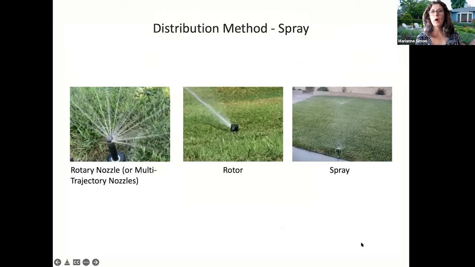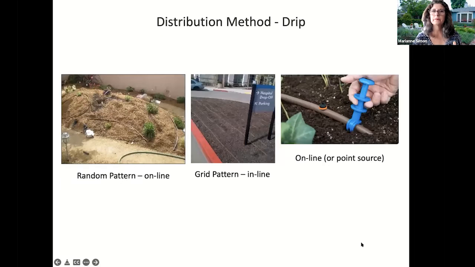And then, of course, what are the different spray methods that you have, or the distribution methods? So here we have 3 different kinds. These are overhead spray. On the left is the rotary nozzle, which is newer technology, much more efficient nozzles. They're also known as multi-trajectory nozzles. In the middle are rotors. This is often used in larger areas. So if you've got estates, golf courses, play fields, that's typically where you will see the rotors. And then you have what we call conventional spray, which is the least efficient of these three distribution methods.